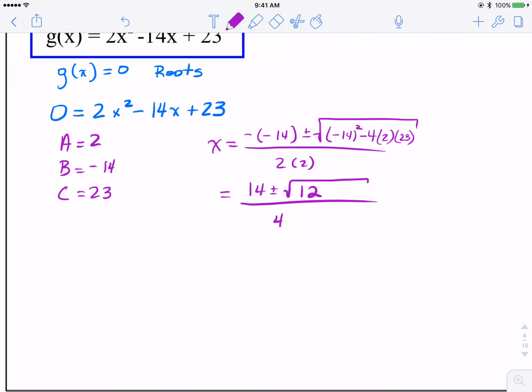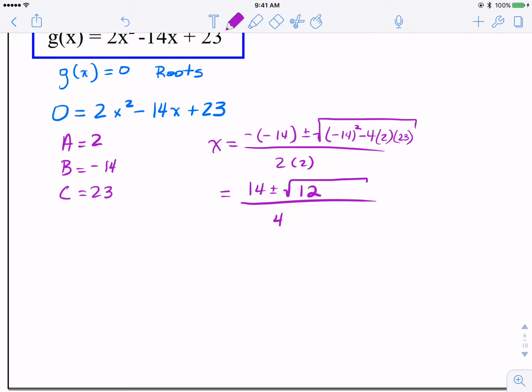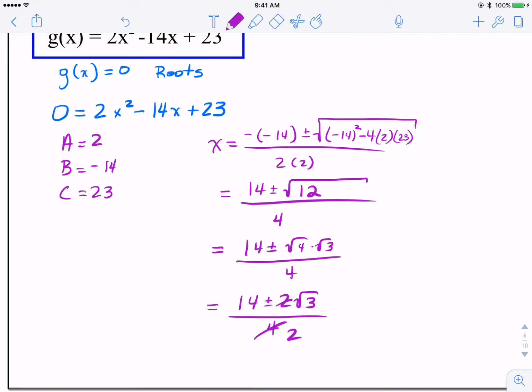Okay? And technically we could stop there and type it in our calculator because it said nearest tenth, but for good practice, if we want to practice simplifying, we could pull out a radical 4. And radical 4 we know is 2. And now I could actually pull out a GCF. The 14 and a 2 have a 2 in common with that denominator as well, giving me a final answer of 7 plus or minus radical 3 all over 2. Okay, so that's a good answer.